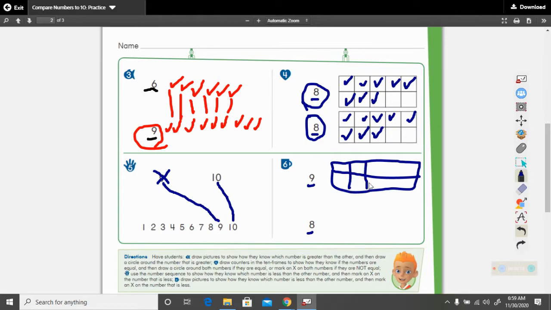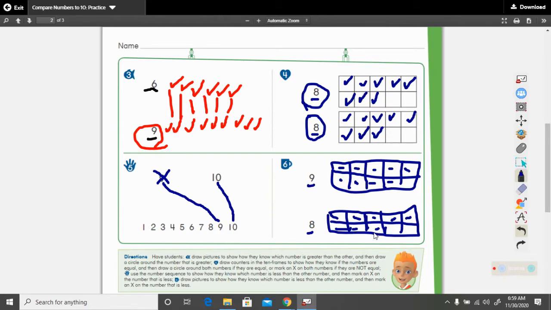And it doesn't have to be perfect. It just has to have 5 squares at the top and 5 squares at the bottom. Just like that. So let's fill in 9. Ready? 1, 2, 3, 4, 5, 6, 7, 8, 9. And let's fill in 8. 1, 2, 3, 4, 5, 6, 7, 8.